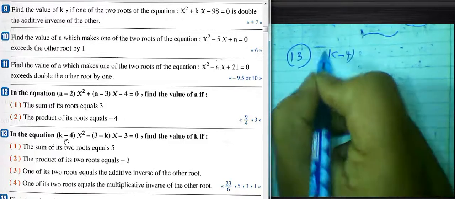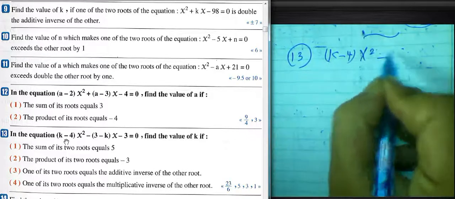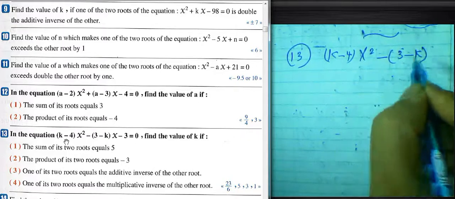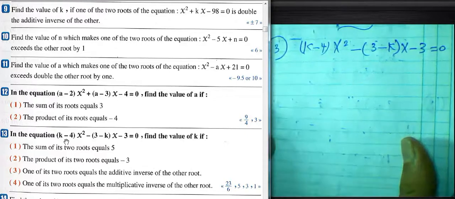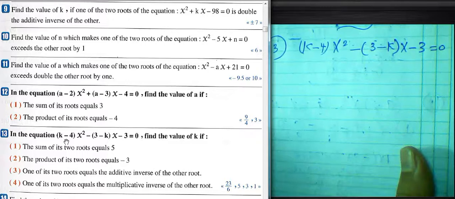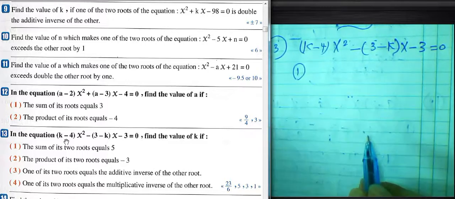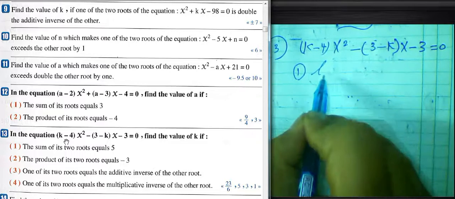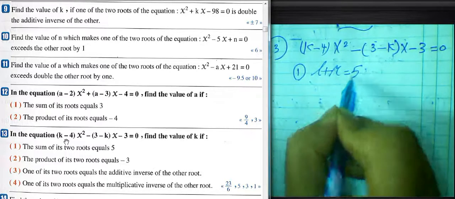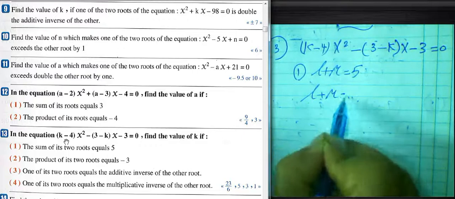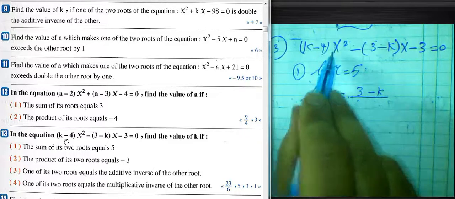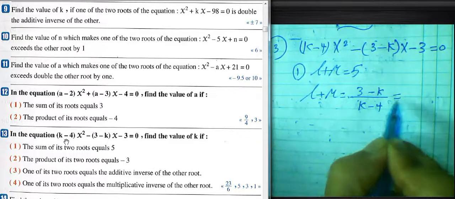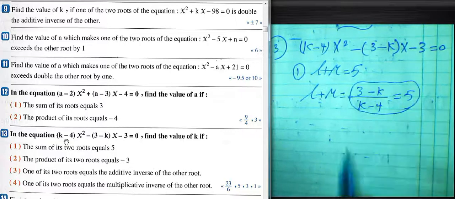In the equation (k − 4)x² − (3 − k)x − 3 = 0, you want to find the value of k. Number 1, we're solving number 1. If the sum of two roots equals 5, we know L plus M equals 5. L plus M in this equation equals the negative coefficient of x, (3 − k), over the coefficient of x², (k − 4), equals 5. So we can solve this equation to find the value of k.